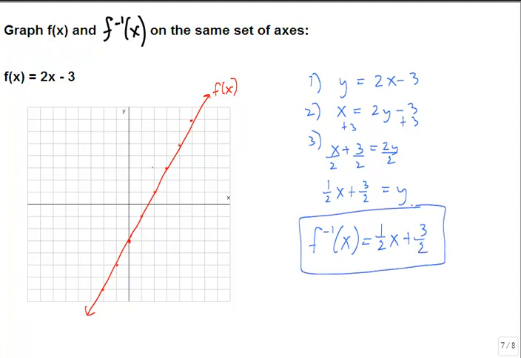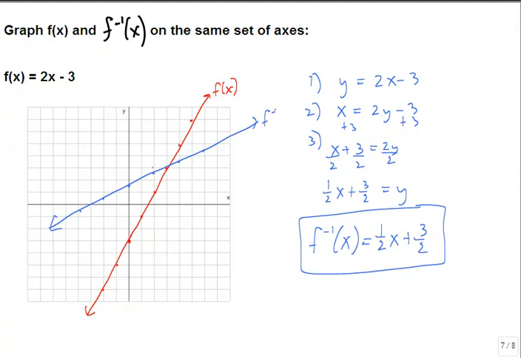Now that we know its formula, let's graph it. This is also a line. It has a b of 3/2 or 1.5, so I'm going to put a dot right here. And then my slope is a half, so I'm going to go up 1 over 2, up 1 over 2, up 1 over 2, and so on. So my graph would look something like this.